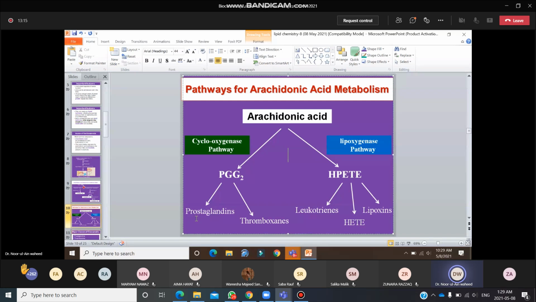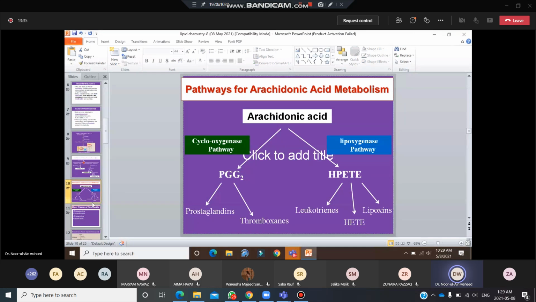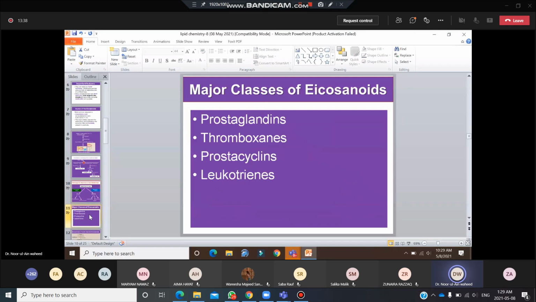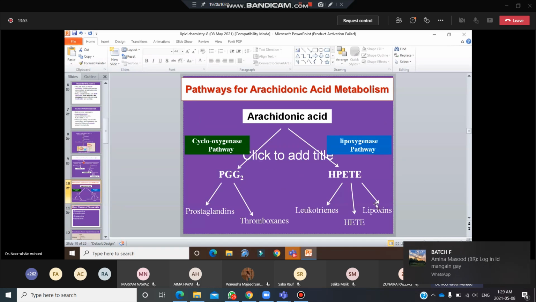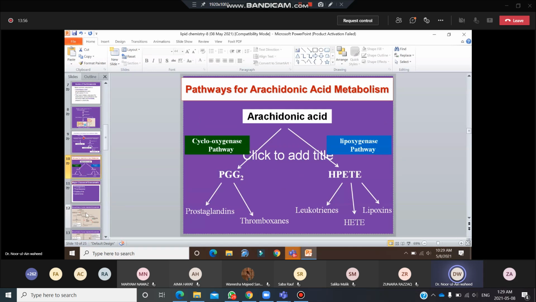So prostaglandins, prostacyclins, that is also PGI2, are also synthesized from PGG2. Prostacyclins, prostaglandins, thromboxanes, they are collectively called the prostanoids. These three and the leukotrienes are the most important eicosanoids included in this topic. Prostaglandins, thromboxanes, prostacyclins, these three are called the prostanoids. And leukotrienes are synthesized by the lipoxygenase pathway. Amongst these, leukotrienes are very important at your level.